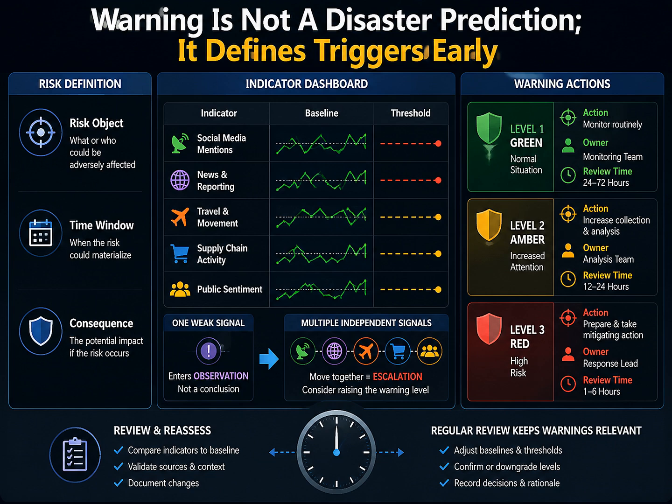Warning intelligence is not a prediction that disaster is coming. It defines, in advance, which public signals should make us pay attention and what action follows.